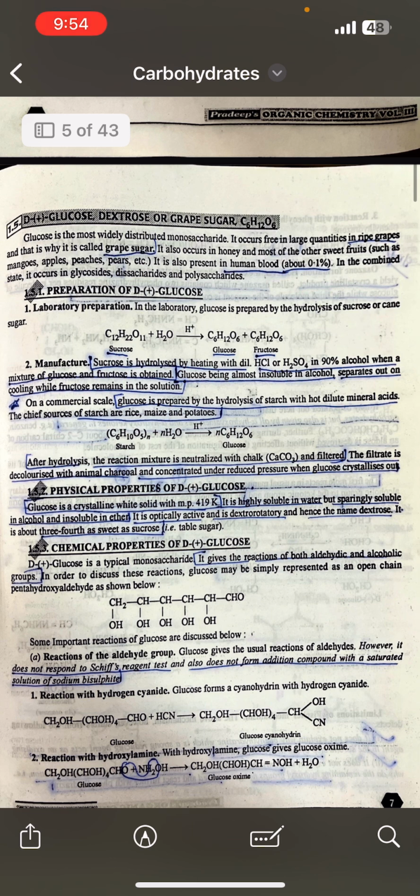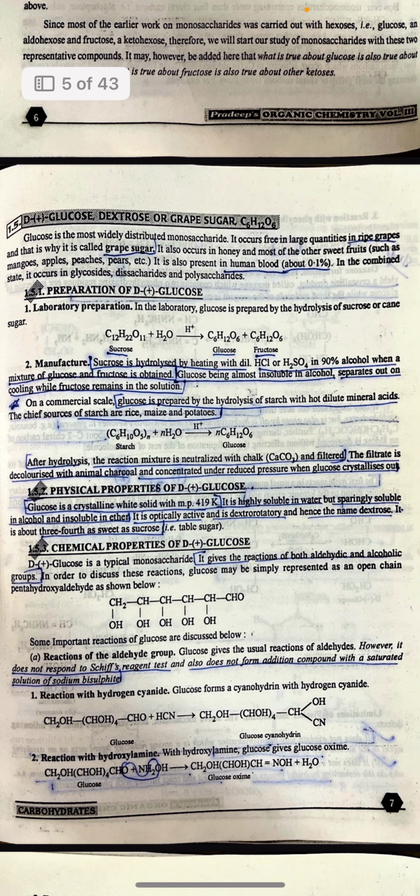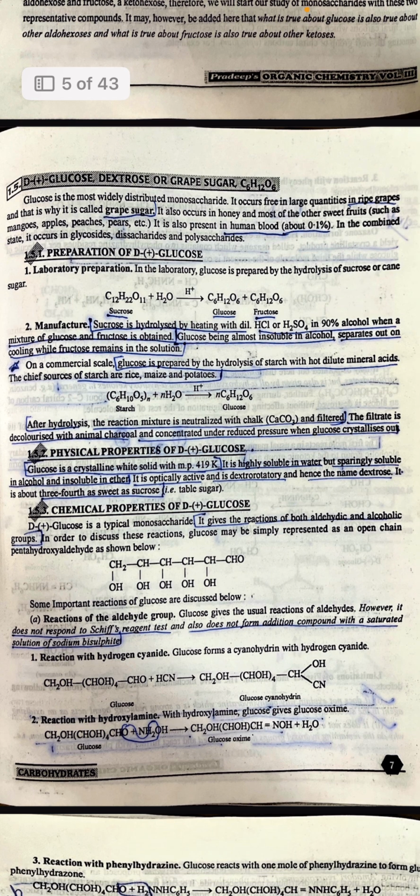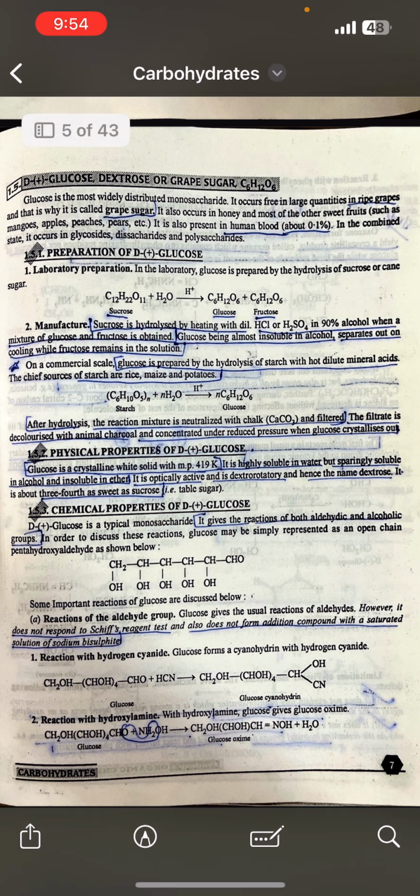Now see what is dextrose, or grape sugar, having the molecular formula C6H12O6. It is also termed glucose. Glucose is a widely distributed monosaccharide. It occurs free in large quantity in ripe grapes, that is why it is called grape sugar.